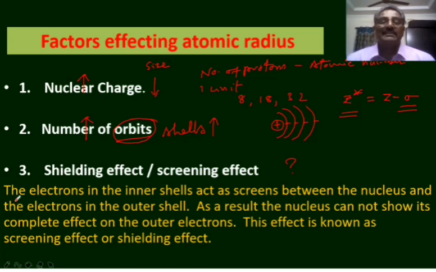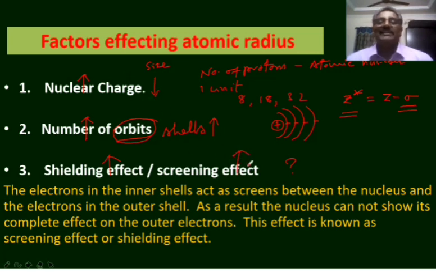What is shielding effect? The electrons in the inner shells act as screens between the nucleus and the electrons in the outer shell. As a result, nucleus cannot show its complete effect on the outer electrons. This effect is known as screening effect or shielding effect. So these are the three factors which affect the atomic radius. Increase in screening effect causes the effective nuclear charge to decrease. As a result, the size of the atom increases.